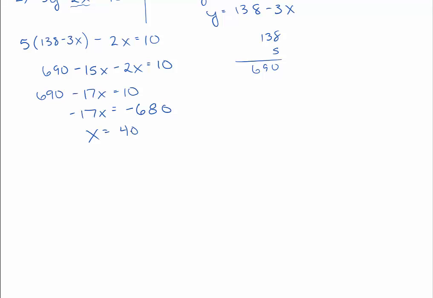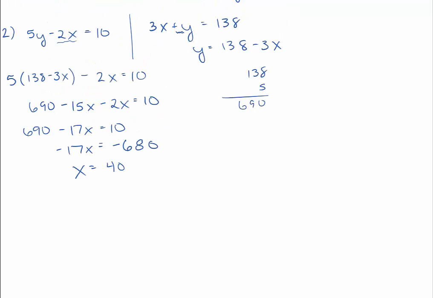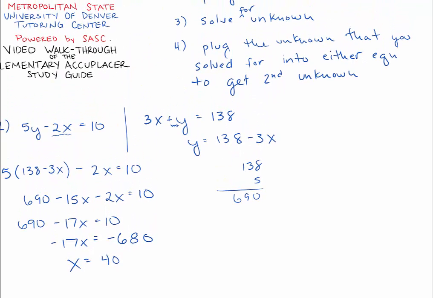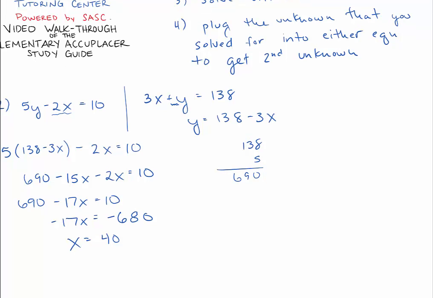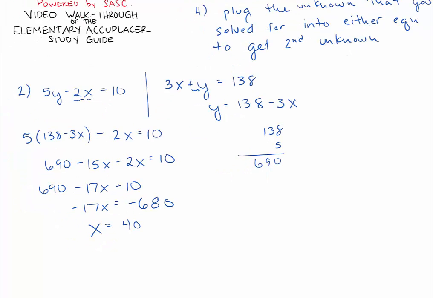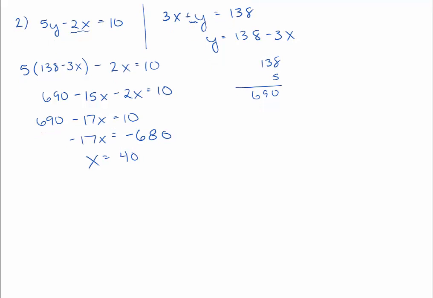But x equals 40. And so now step 3 says solve for the unknown, and we did that. We got x equals 40. And then step 4, we plug that unknown into either equation, right? You're always going to have solved for one of the equations already, like y equals or x equals, and so I typically plug the unknown that I solved for into that equation because it's already solved for. I already have y equals. And so when I write that out, I have y equals 138 minus 3, and then instead of x, I'm going to put in 40. Oops, not 4, 40. And it's already solved for me, right?